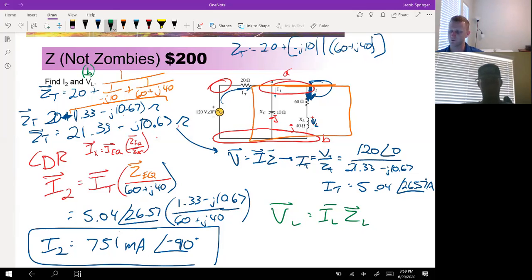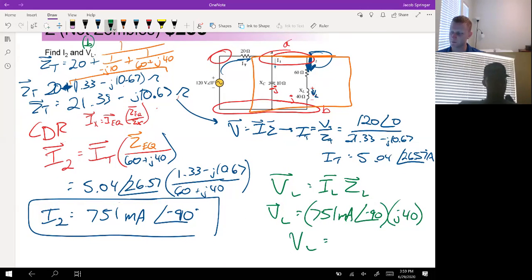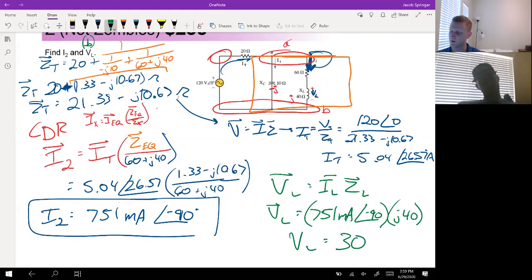So the voltage across the inductor is the current going through the inductor. Well, that is what we just solved for, 751 milliamps, angle negative 90. The Z of the inductor is just J40. Another way to write that would be 40 angle positive 90. The voltage across this particular inductor comes out to 30 angle 0 volts.